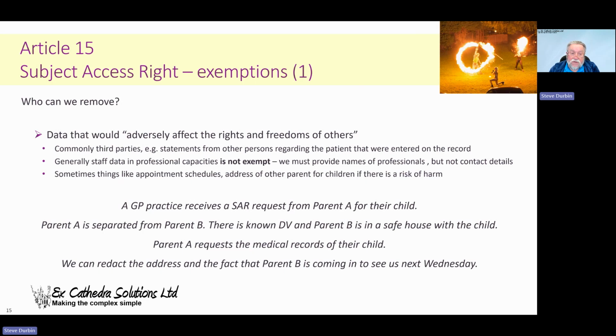Generally, staff data in a professional capacity is not exempt. We have to provide their names. We don't necessarily have to provide their contact details, and FOI has got slightly different rules on that, but under DPA we don't have to supply contact details. So you're perfectly at liberty to redact people's personal emails and their mobile phone numbers. You can't redact their names as professionals, and you also can't redact things like which organisation they work for and things like their GMC number, stuff like that. All of that would have to be provided.